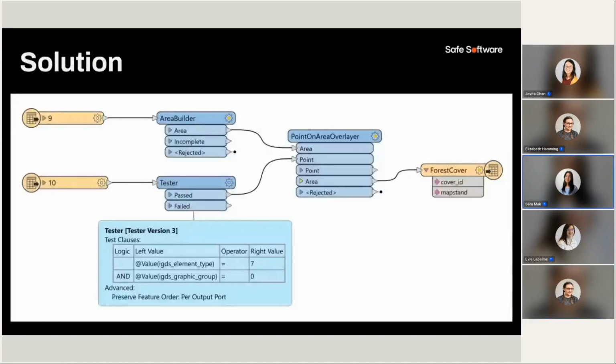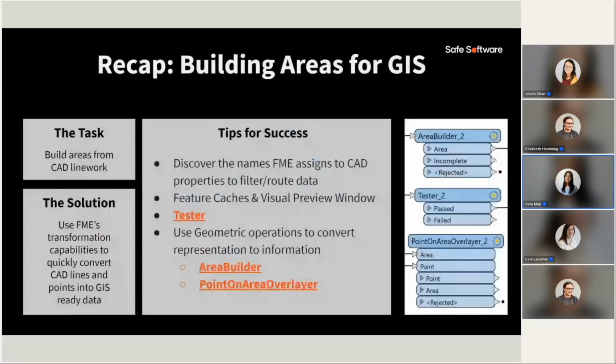So here's our workspace again. We only needed to use 3 transformers to achieve this. And just to recap the scenario, we took some CAD line work and used a couple of transformers to build areas out of lines. We also made use of the feature caches and visual preview window to keep us on the right track, help make sure our data looks good at every step as we built out this workflow.